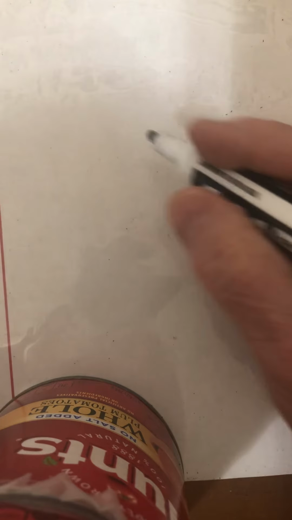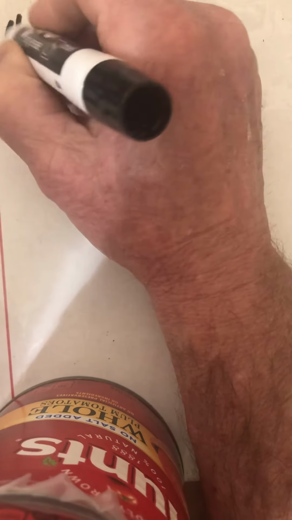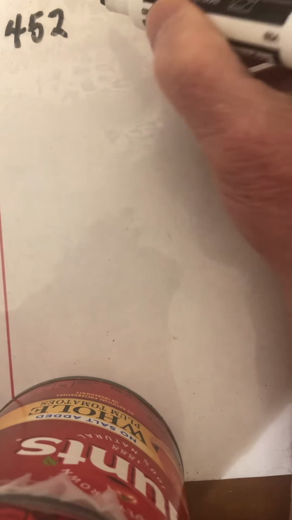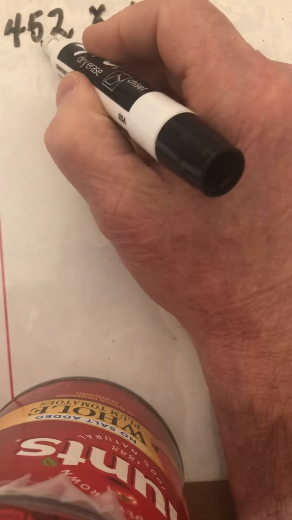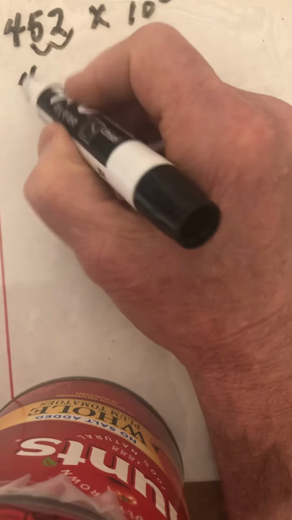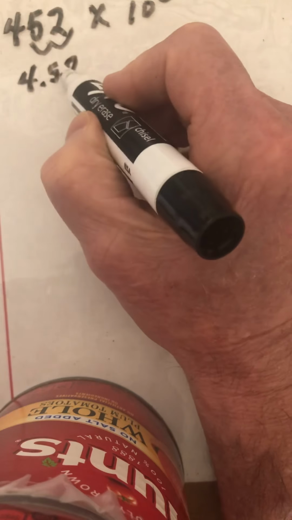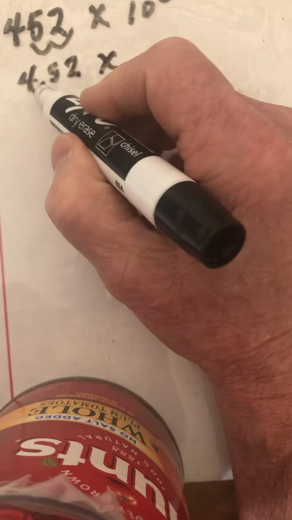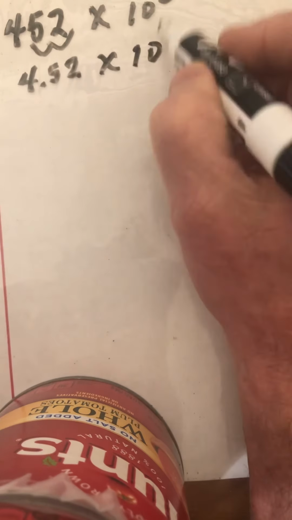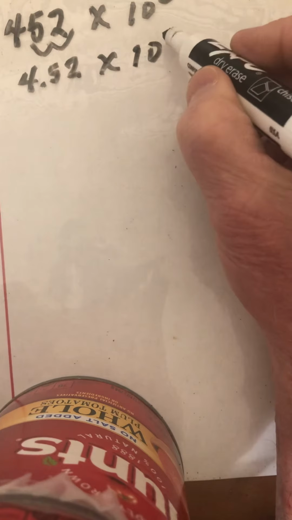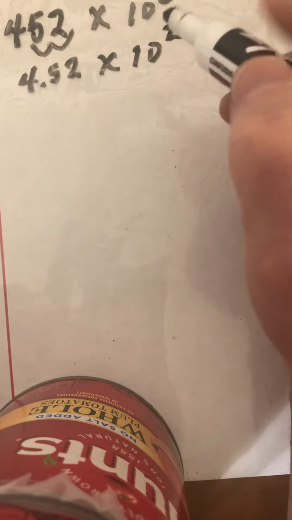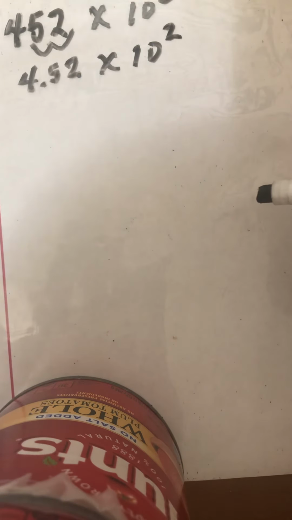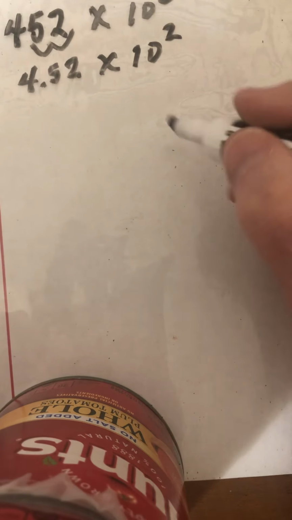All right, let's look at 452. 452, again, if I write that as scientific notation, I can say times 10 to the 0. Then I have to move this, right, to get between 1 and 10. And since I divided this by 100, I have to multiply this by 100, which means it has to go up 2 exponents, so 1 and 2. So it becomes 4.52 times 10 to the second.